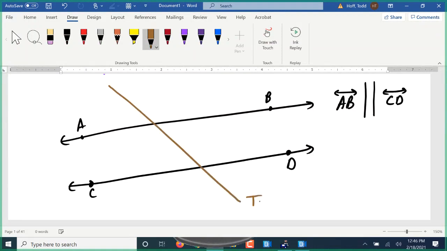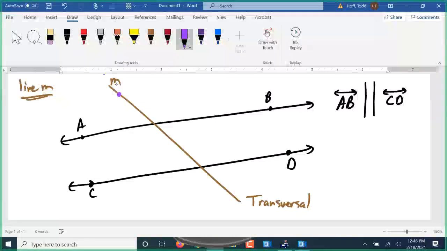We've mentioned the term transversal. Sometimes a line is just labeled with a letter, by the way. We might call that line M. So in this case, notice that's a small letter where all of our points are labeled with capital letters. In this case, line M is a transversal. Now I am going to put points in here.